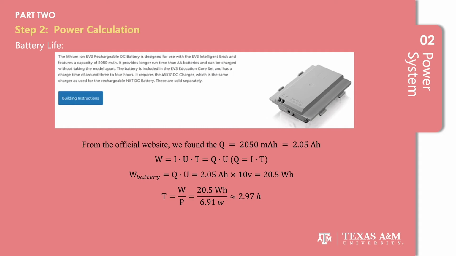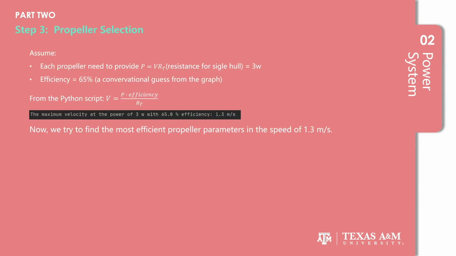By eliminating the power of EV3 brake, we finally get the result T of around 3 hours, which is more than enough to complete the game. For convenience, we assume each propeller needs to provide power of 3 watts. We then assume the propellers have the efficiency of 65%. Now we can calculate the maximum velocity of our boat, which can be used to select the most fitted propeller.